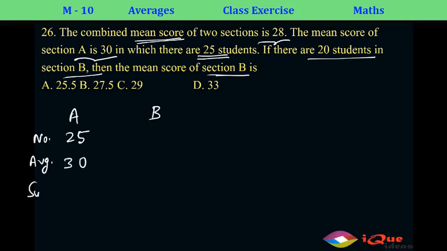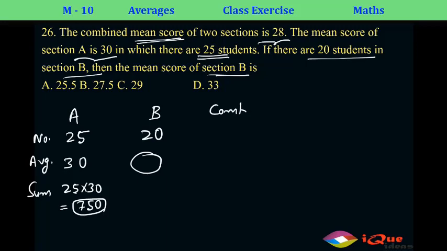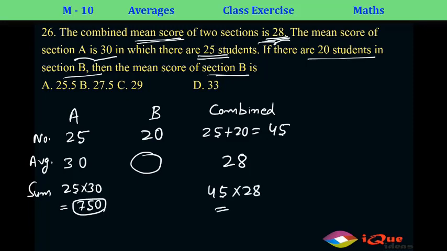So what will be the total sum in section A? It will be 25 into 30. 25 into 30 is 750. In section B, what are the number of students? In section B, there are 20 students and we have to find the average of section B. Let's do it later. Let's say combined. What is the total number of students in these two sections combined together? That is 25 plus 20, which is equal to 45. And the combined average is already given, 28. So the total sum of both these sections combined together would be 45 into 28. Now what is 45 into 28? 1260.